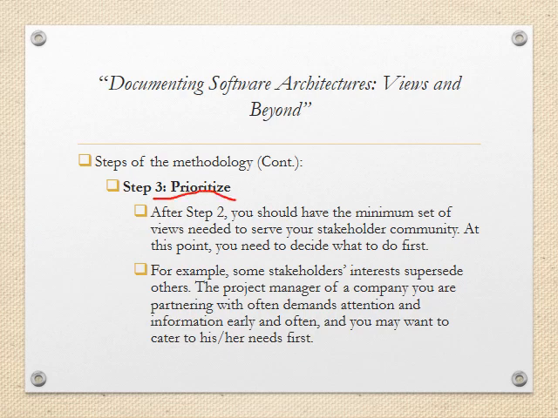Step number 3, prioritize. After step 2, you should have the minimum set of views needed to serve your stakeholders. At this point, you need to decide what to do first. For example, some stakeholders' interests supersede others. The project manager, for example, of a company you are partnering with often demands attention and information early and often, and you may want to cater to her needs.